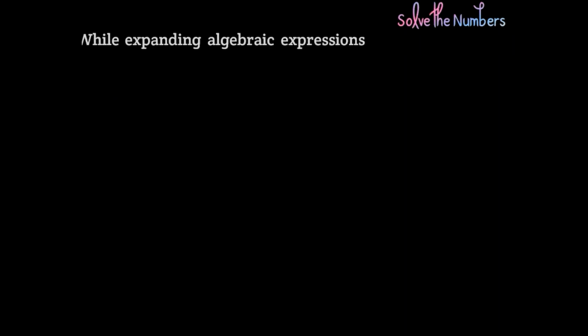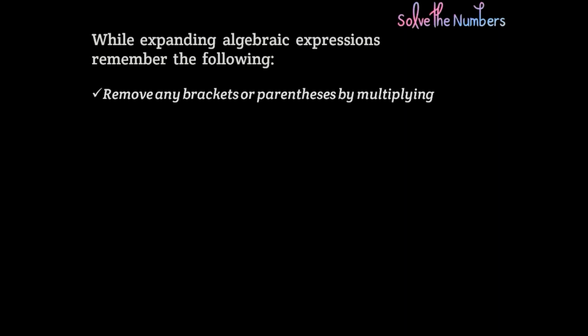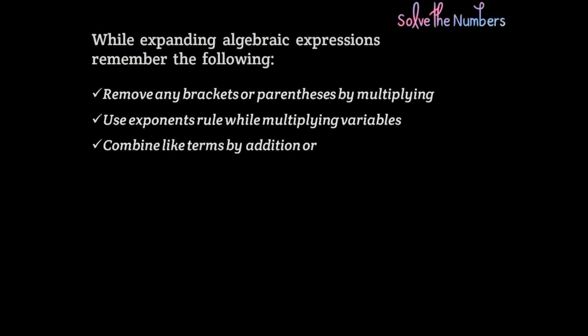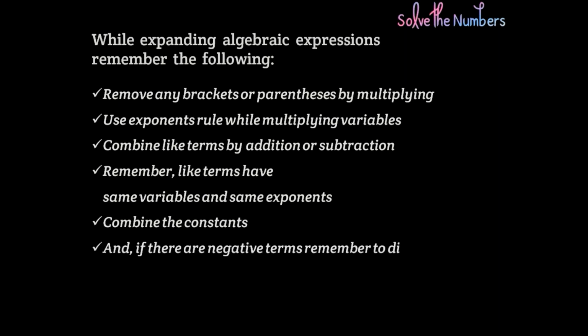While expanding algebraic expressions, remember the following. Remove any brackets or parentheses by multiplying. Use the exponents rule while multiplying variables. Combine like terms by addition or subtraction. Remember, like terms have the same variables and the same exponents. Combine the constants. And if there are negative terms, remember to distribute them to each term you multiply.